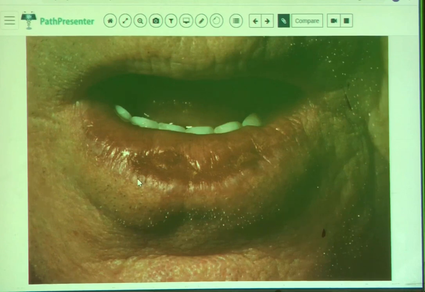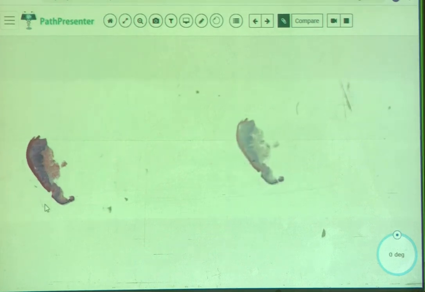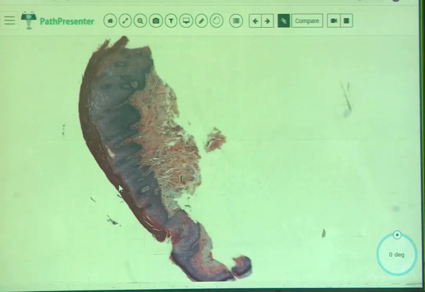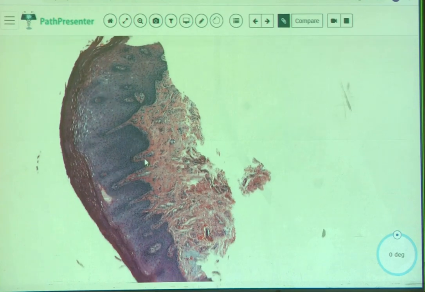And we want to see a slide, Kara. We're here for slides, right? Yeah. Okay, so this is the same section. So I would go with this first section because the middle one seems understained and the far one seems overstained. I wonder how they did that. I don't know. I just find the slides.